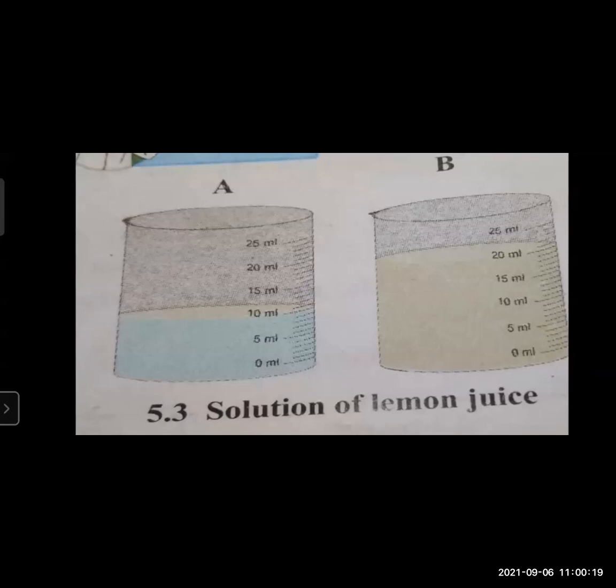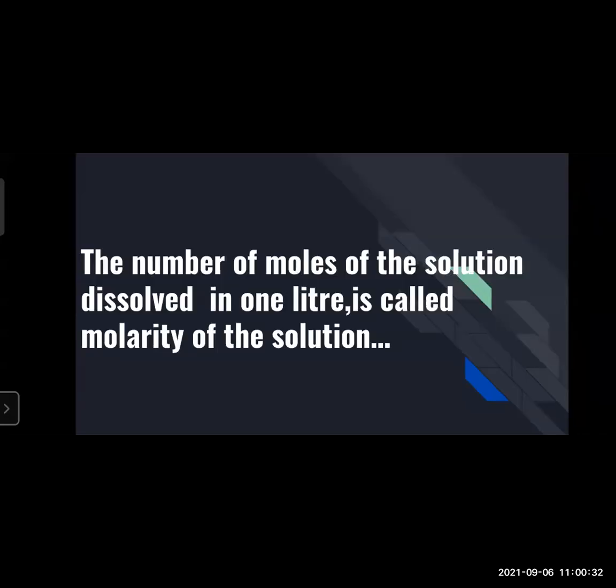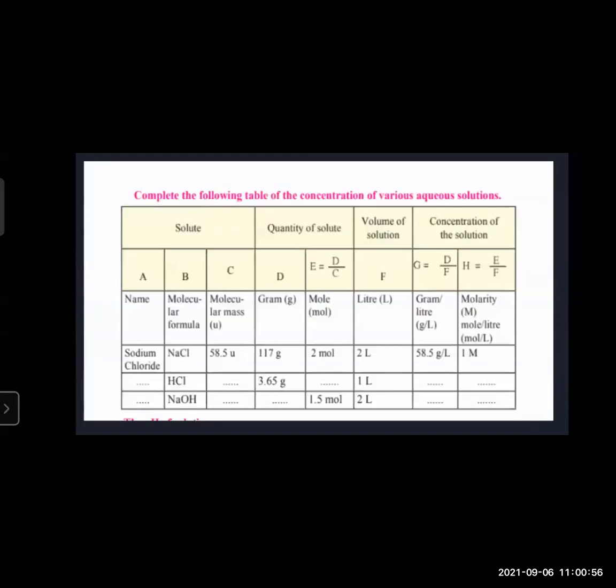The molarity of a solute is indicated by writing its molecular formula inside a square bracket, for example NaCl. Mostly we use round brackets, but here in square brackets we write the molarity of a solute. For example, [NaCl] = 1 means the molarity of the solution of common salt is 1 molar. Definition of molarity: the number of moles of the solute dissolved in 1 liter is called the molarity of the solution. We have gone through this.